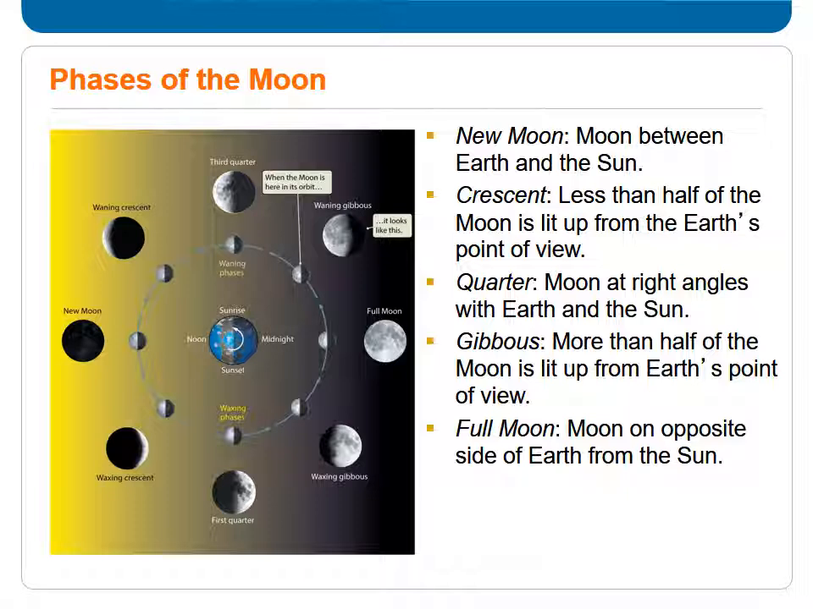New moon means the moon is between the Earth and the sun, and so we don't get any of the reflected sunlight. A crescent moon means less than half of the moon is lit up from the Earth's point of view. A quarter moon, the moon is at a right angle with the Earth and the sun line. And gibbous means that more than half of the moon is lit up from the Earth's point of view. Full moon is on the opposite side of Earth from the sun.